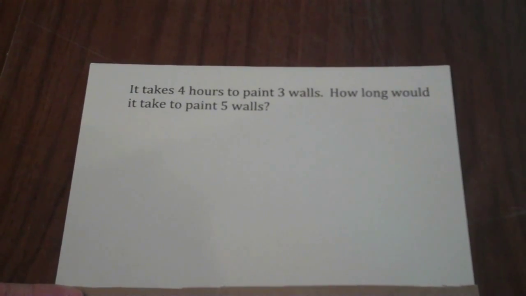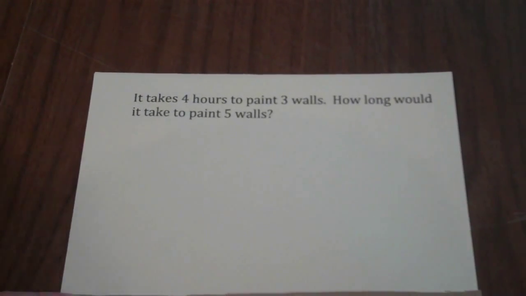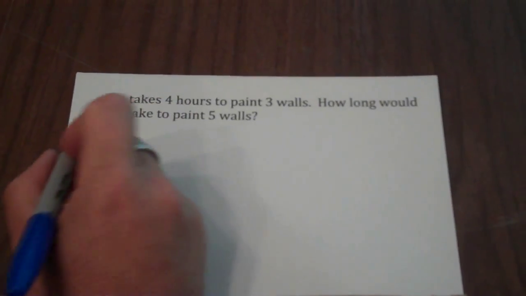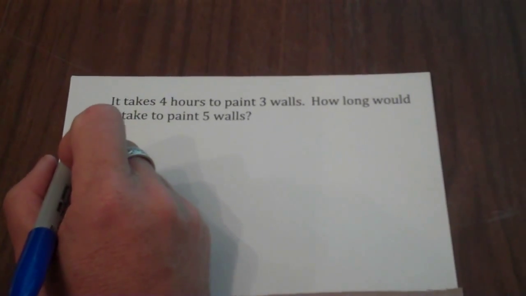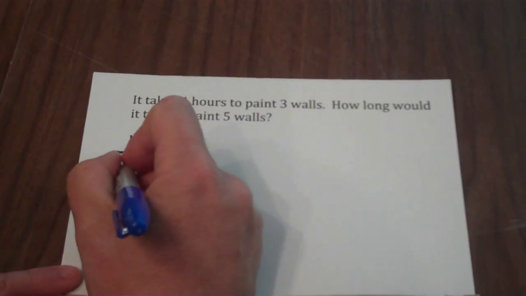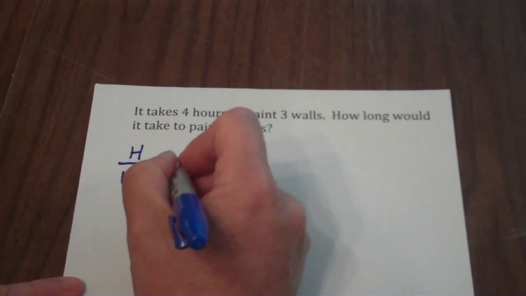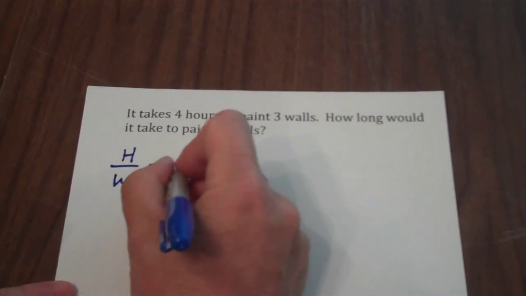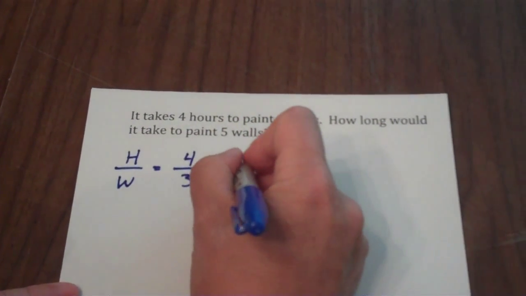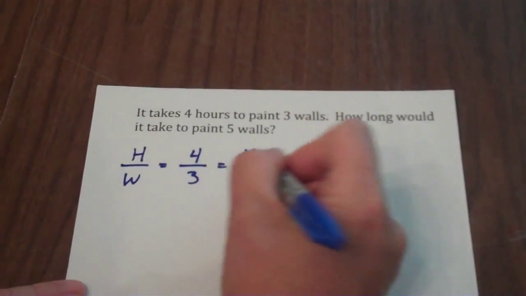So we will again set this problem up with a standard proportion, and work it like a standard ratio problem. In this case, my unknown is how long, or the number of hours it takes, given the number of walls. So I'll put hours over walls. In this case, I know it takes 4 hours to paint 3 walls. How many hours, H, does it take to paint 5 walls?